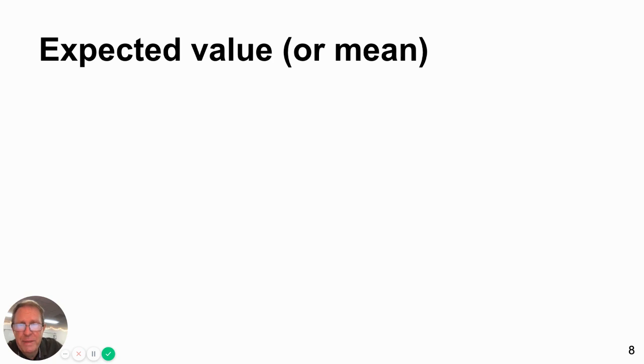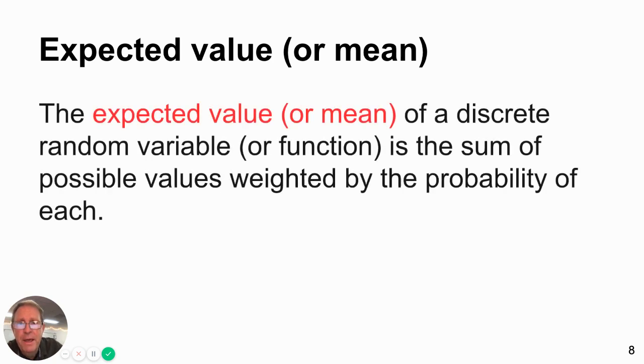Expected value or mean. These are the same things. Expected value is the same as the mean. And how is it defined? The expected value or mean of a discrete random variable is the sum of the possible values weighted by the probability of each.